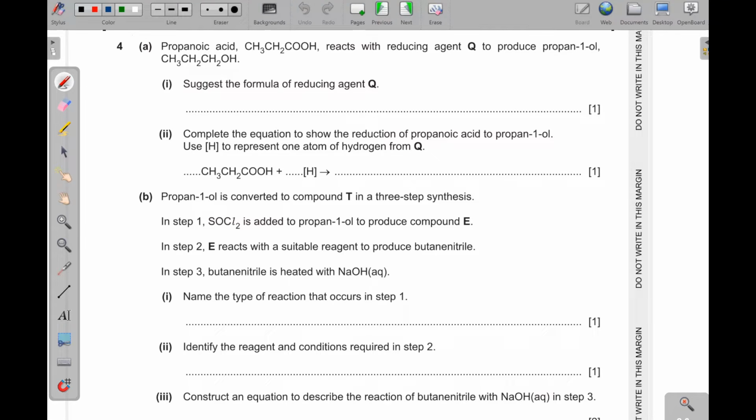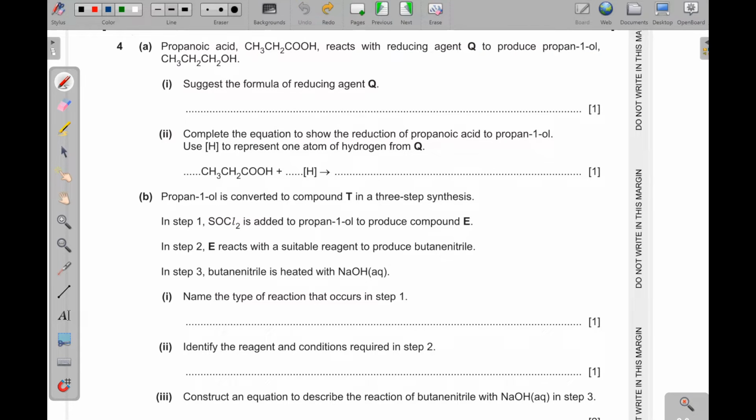This is Teacher Simon taking you through AS Chemistry paper 9701/22 for May-June 2025, and this is part 2 for questions 4 to 5. Question 4 part A. Propanoic acid reacts with reducing agent Q to produce propan-1-ol. Roman 1: suggest the formula of the reducing agent Q.